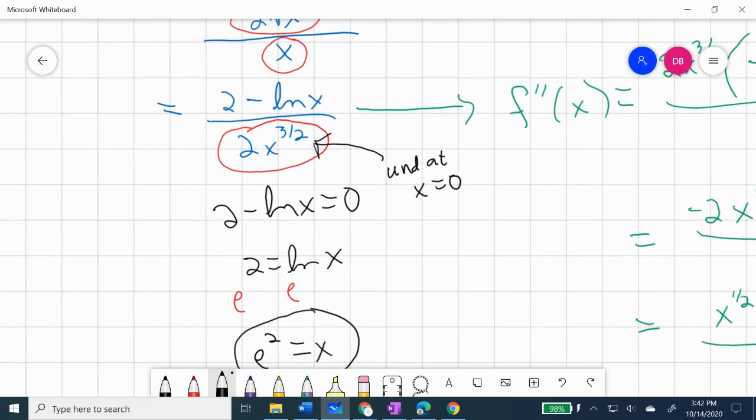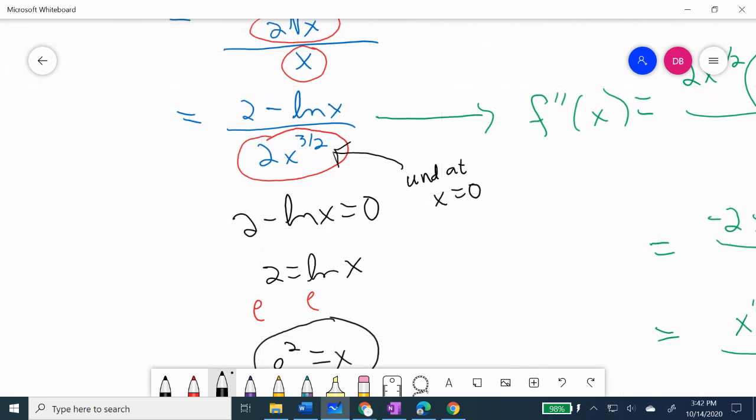So when I run into this denominator giving me undefined at x equals 0, that's not even in the domain in the first place, so it's not a critical number. That means that the only things that can be a critical number have to be positive numbers. So let's see what happens when we set the numerator equal to 0.